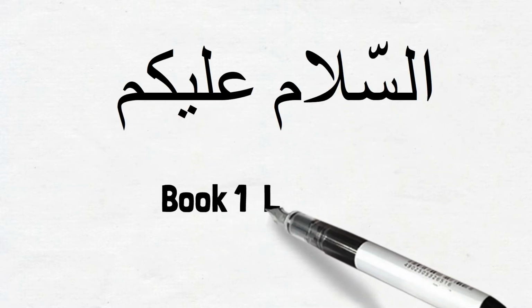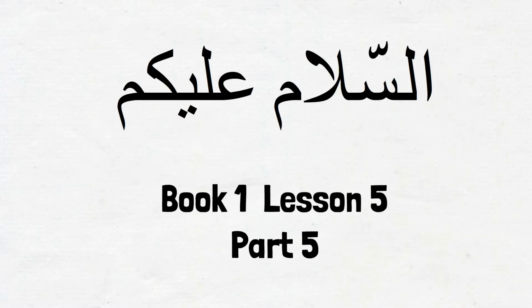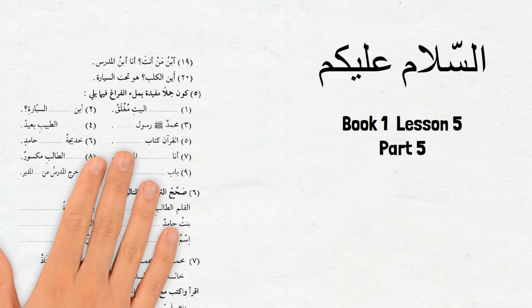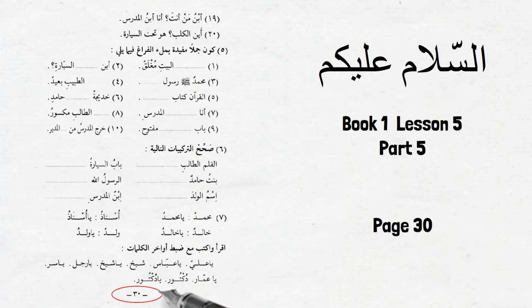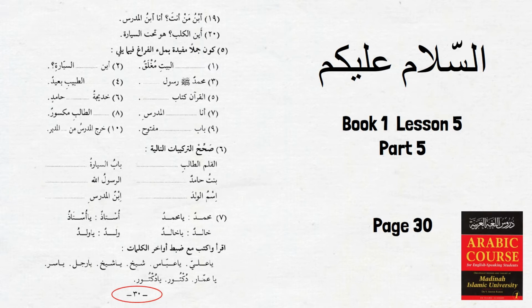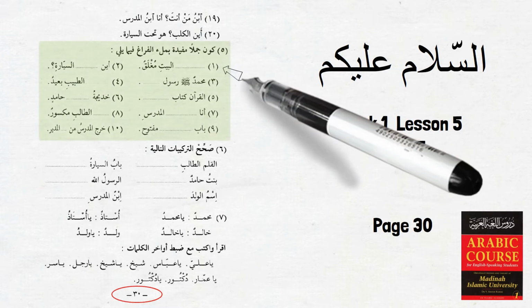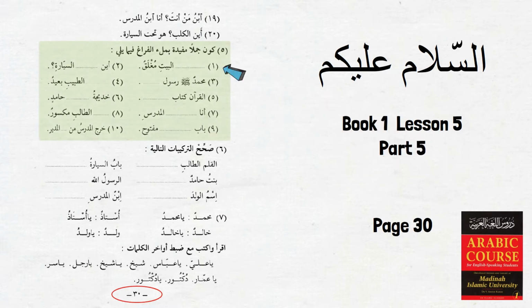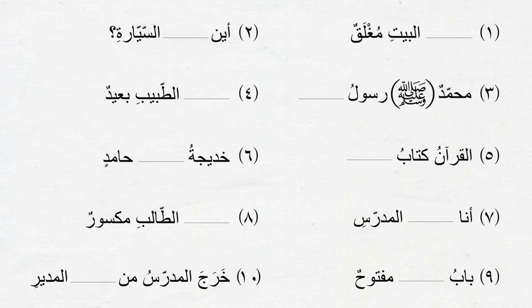This is going to be part 5 of lesson 5 of book 1. Today, we will finish up the exercises on page 30 of the book. Let's start with exercise 5. In this exercise, we need to complete the sentences by filling in the gaps. As usual, feel free to pause the video if you like to attempt on your own first before hearing my answer.